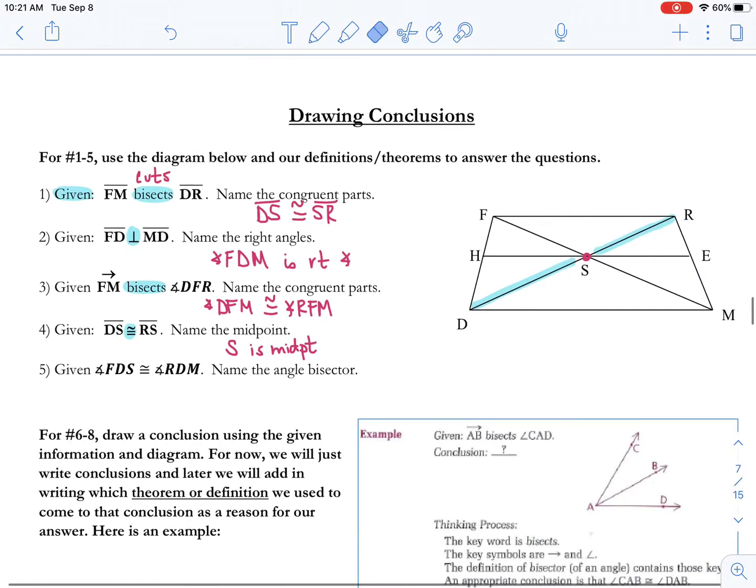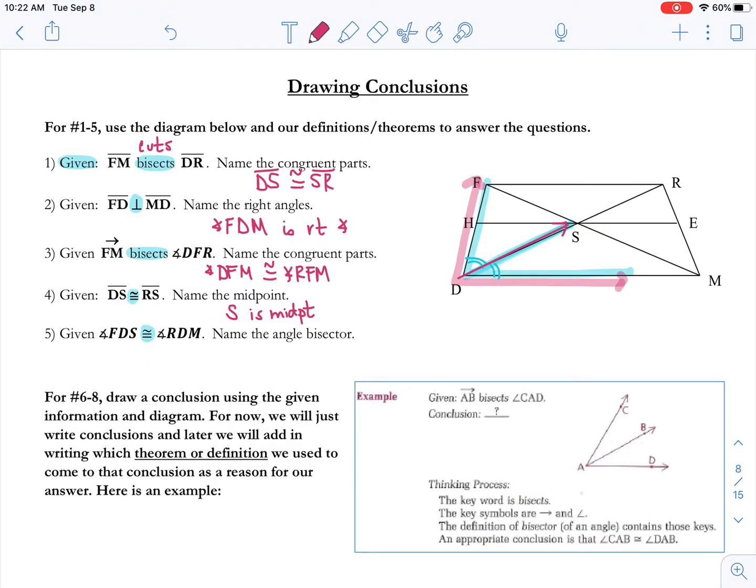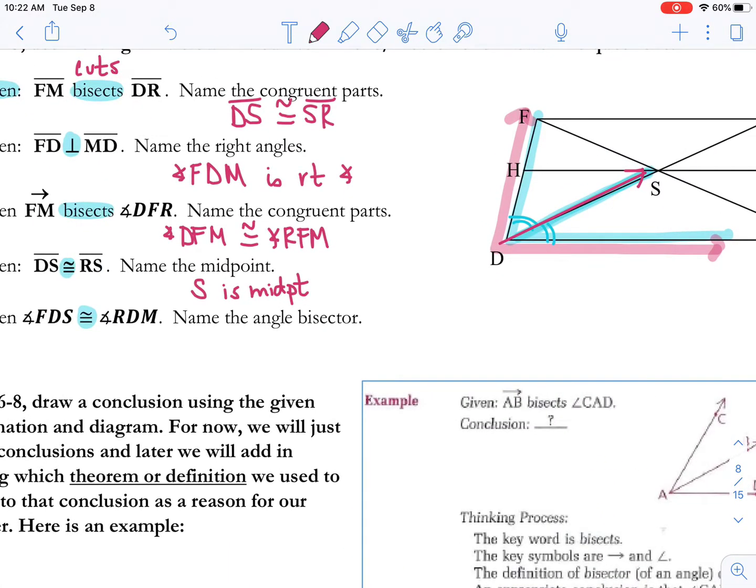All right, you try number 5 on your own. If these 2 angles are congruent, can you name the angle bisector? Can you conclude what the angle bisector is? Try that one on your own. All right, so in the diagram, the blue is what we were given. The pink is what we can conclude. We can say ray DS, starting at D, heading towards S, bisects that big red angle, angle FDM.